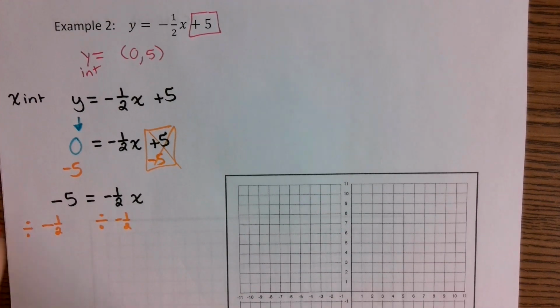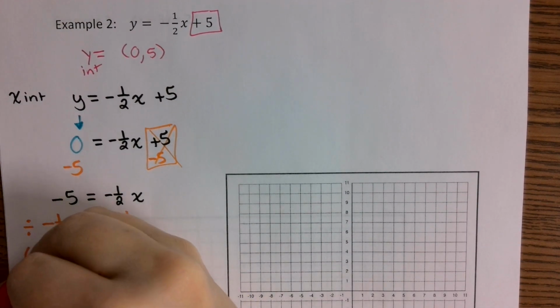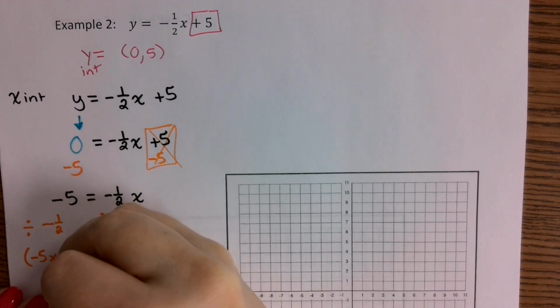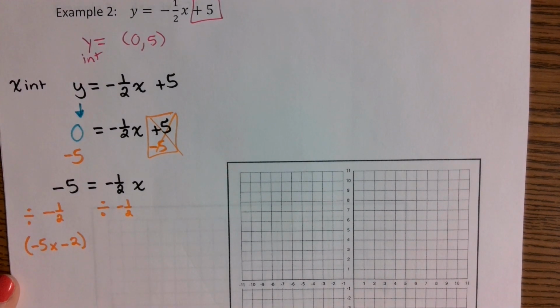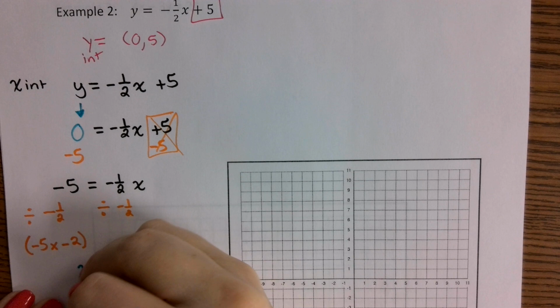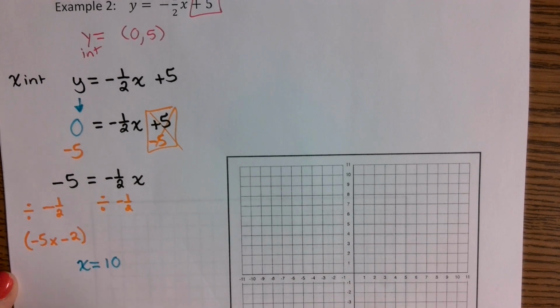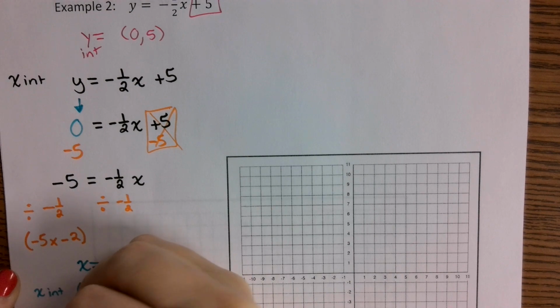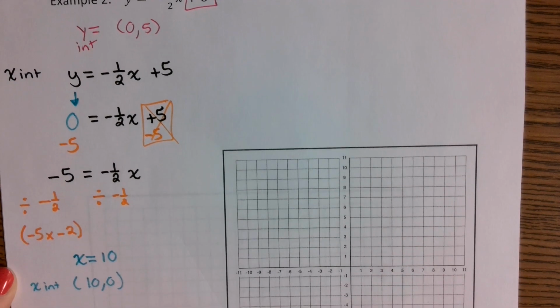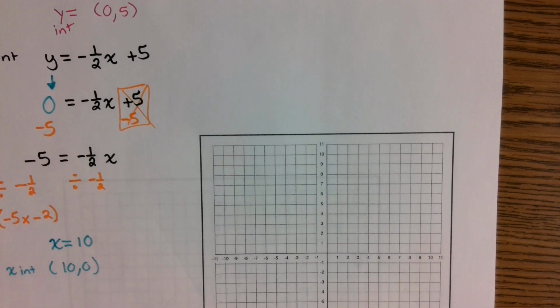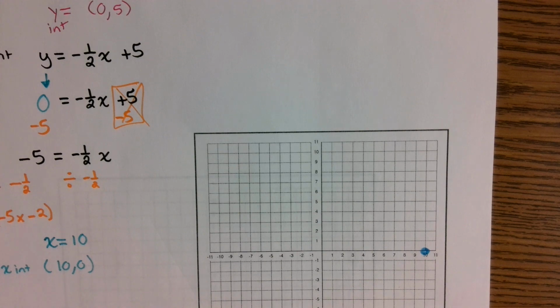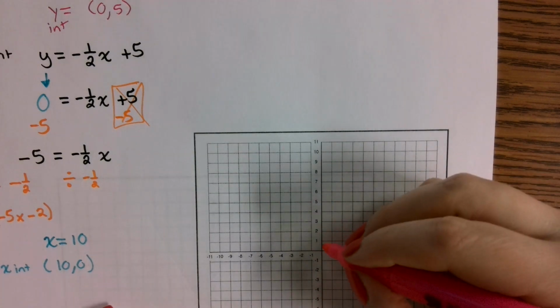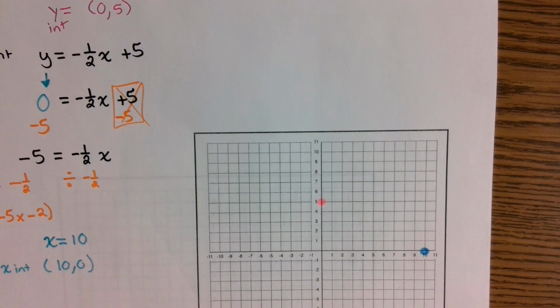Okay, but remember, dividing by a fraction is the same thing as taking -5 and multiplying it by the reciprocal, which would be -2/1, or just -2. Once you've done that, you then have x by itself. So x is equal to +10. That means your x-intercept is going to be graphed at 10, 0. So our x-intercept is located here at 10, 0. Our y-intercept is located up at 0, 5. And then we connect them to form our graph.